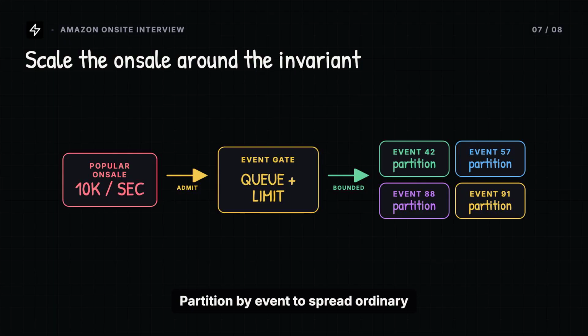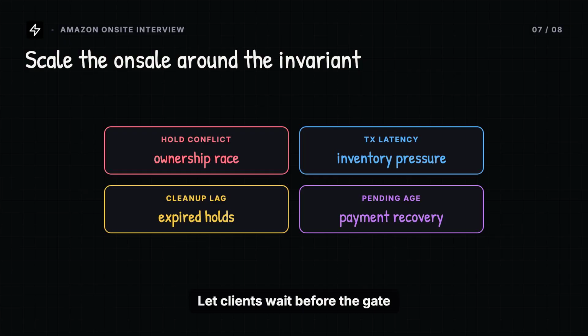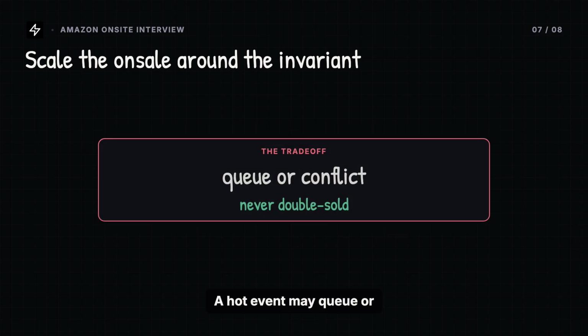Partition by event to spread ordinary load, while every seat keeps one logical write authority. A popular on-sale is skewed traffic. An admission queue and per-event limits protect the write authority. Let clients wait before the gate, instead of overwhelming it and increasing conflicts. The cost is deliberate. A hot event may queue or return conflict. We accept that pressure because relaxing the invariant would create two legitimate buyers for one physical chair.